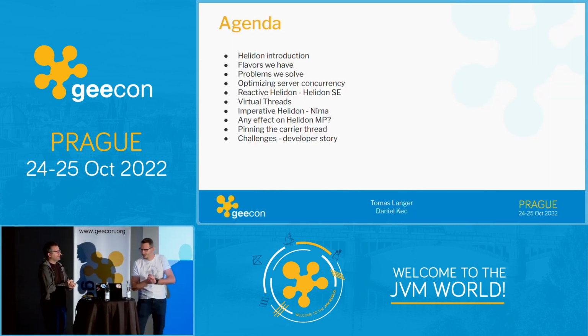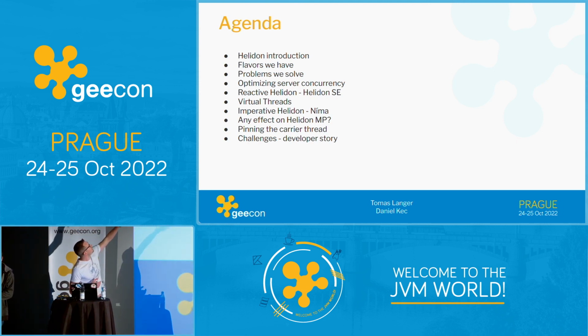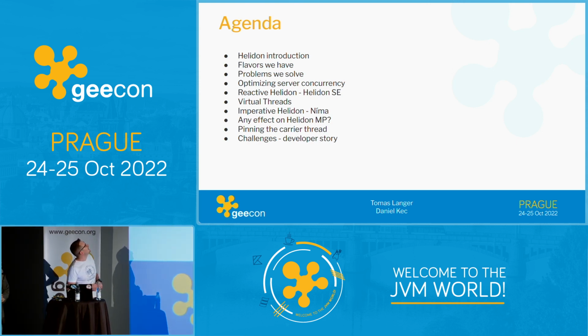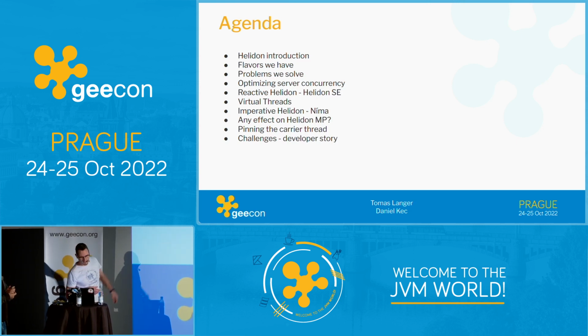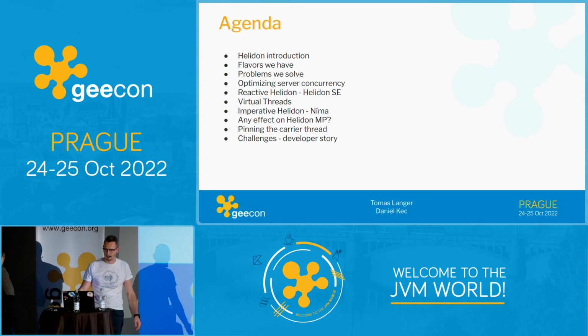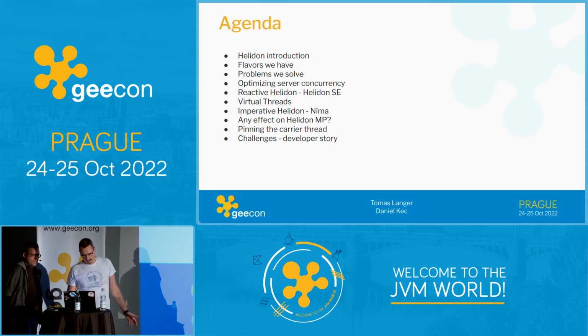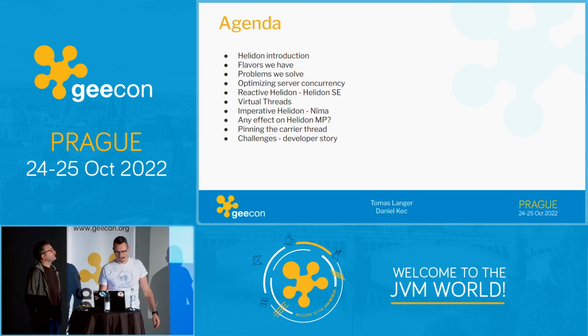So here is the agenda. There will be a short Helidon introduction, what we are, what we do. We have some flavors of Helidon, so we will also introduce them. We will take a look at some main issues we are solving in the Helidon server for us. How we are optimizing the server concurrency, which is a big issue for servers.